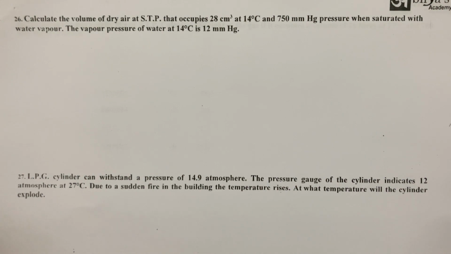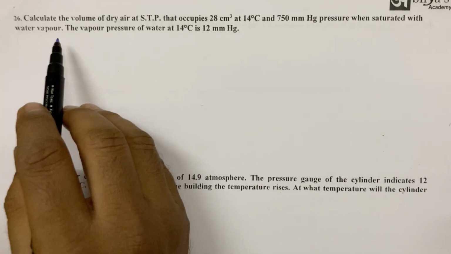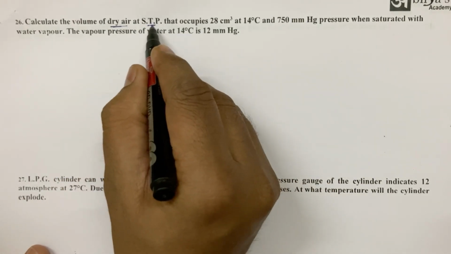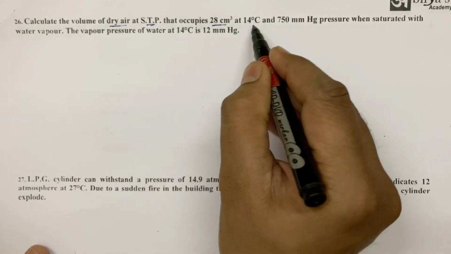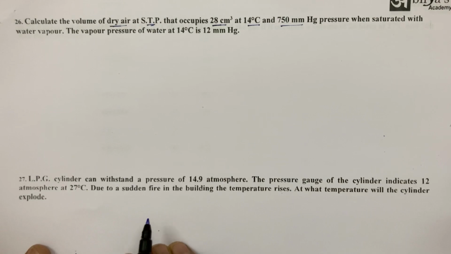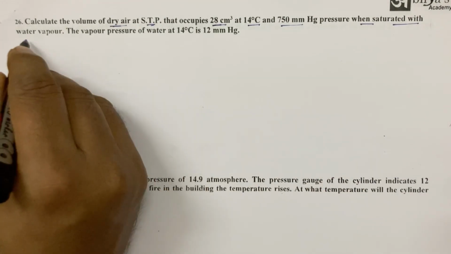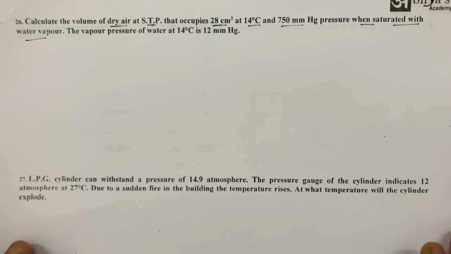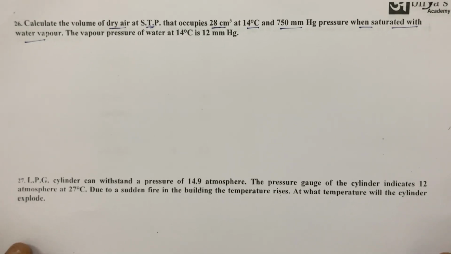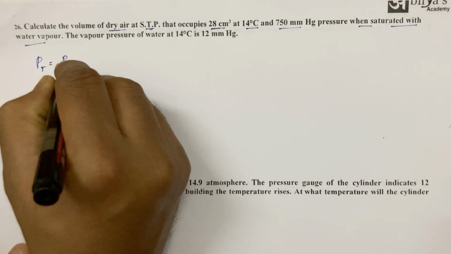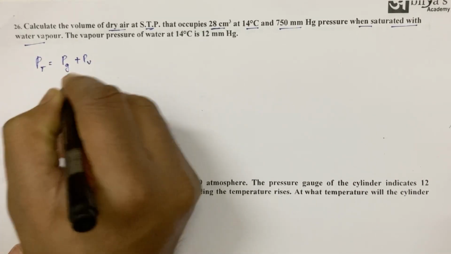Okay students, let's start now the next numerical. Here we are given: calculate the volume of a dry gas at STP which occupies 28 cm³ at 14 degrees Celsius and 750 mm of Hg pressure when saturated with water vapor. So that means what? You need to eliminate the vapor pressure. So P total is equal to pressure of dry gas plus vapor pressure.